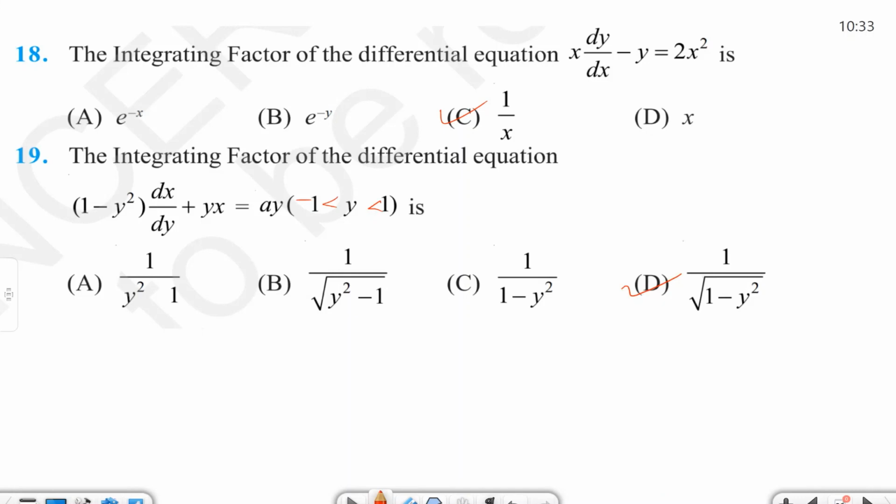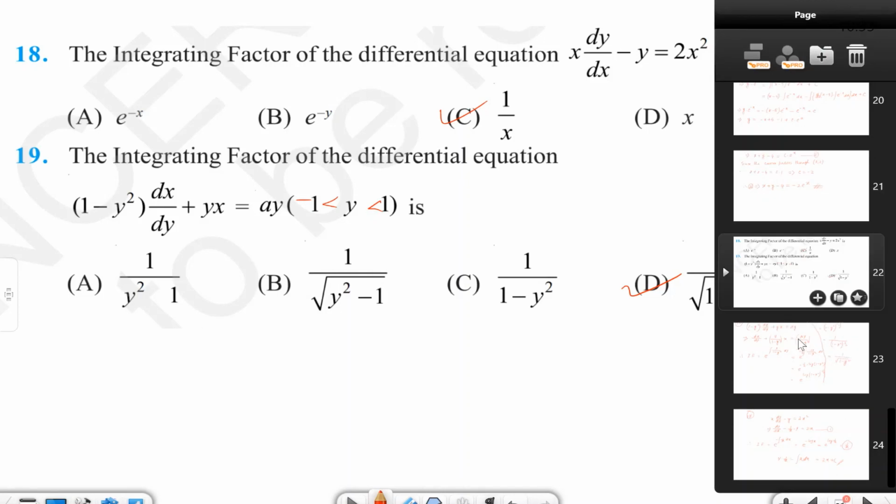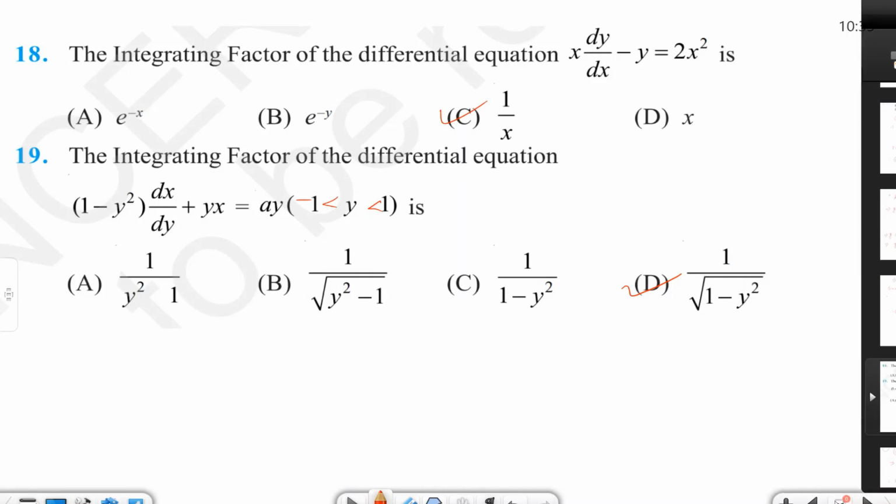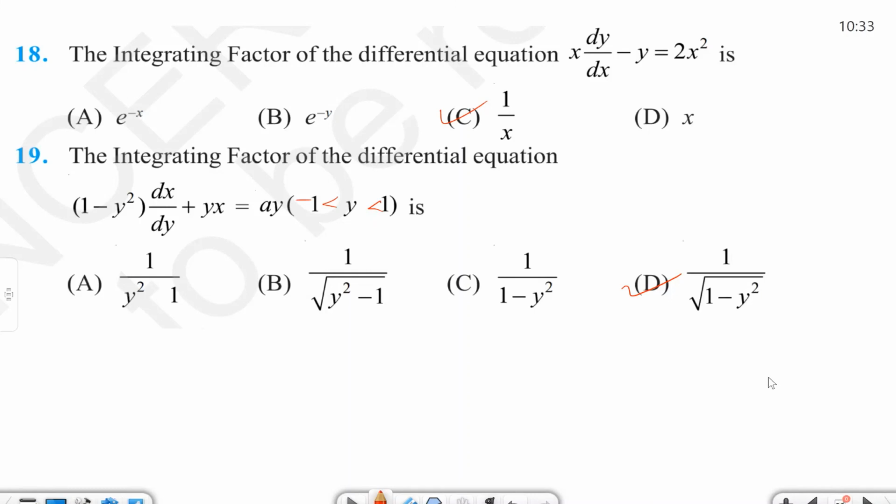I will check once whether anything else remains. Just a minute. Yes, so that is the completion of this chapter. So this chapter is complete. Next, the miscellaneous part of differential equations we will discuss in the next video.